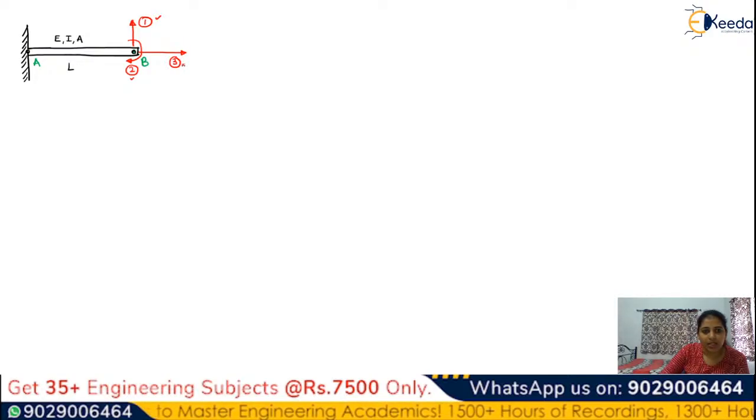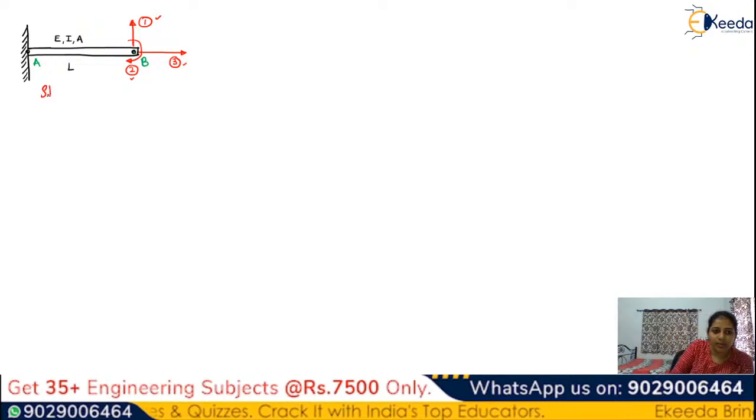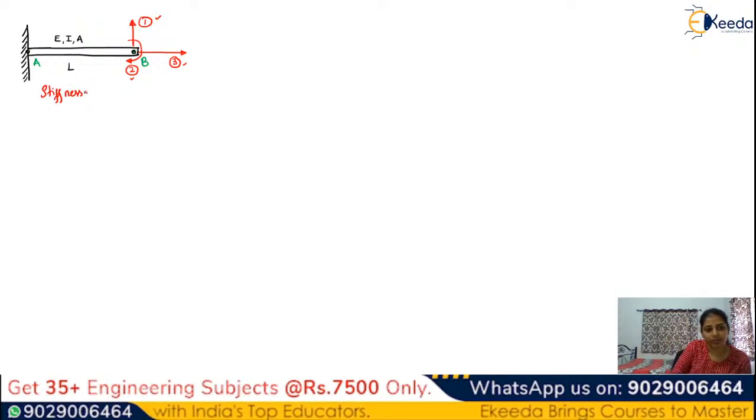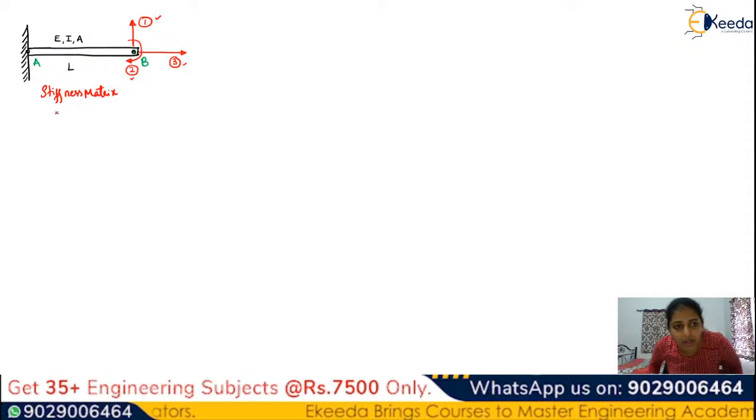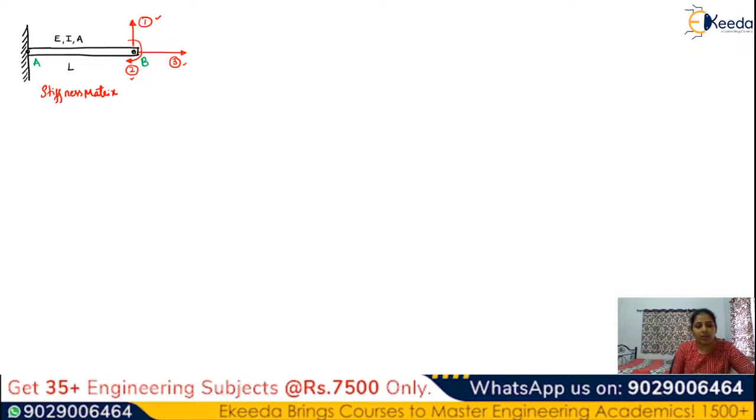So there are three coordinates here, right? And the Young's modulus E, I and A. E is Young's modulus, I is moment of inertia, and A is the cross-sectional area of the section, and L is the length of the section. So the length is AB. Now suppose they ask you to develop the stiffness matrix for this. Now we want to develop the stiffness matrix for this particular example.